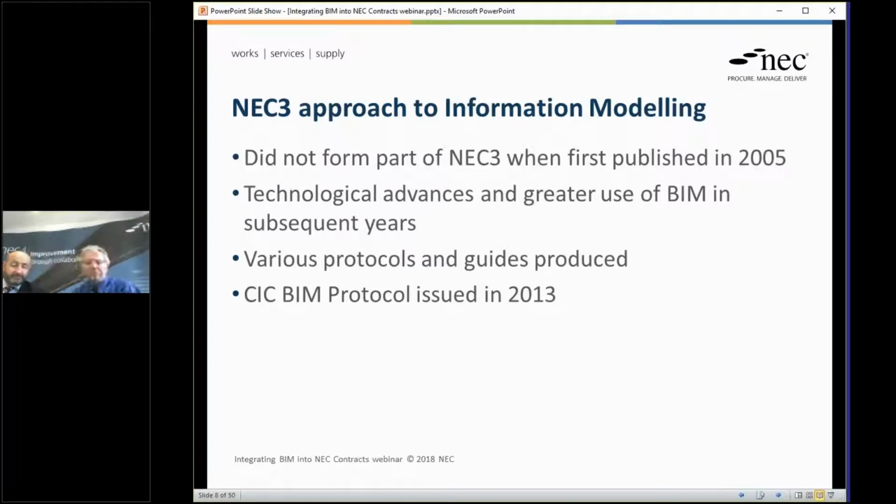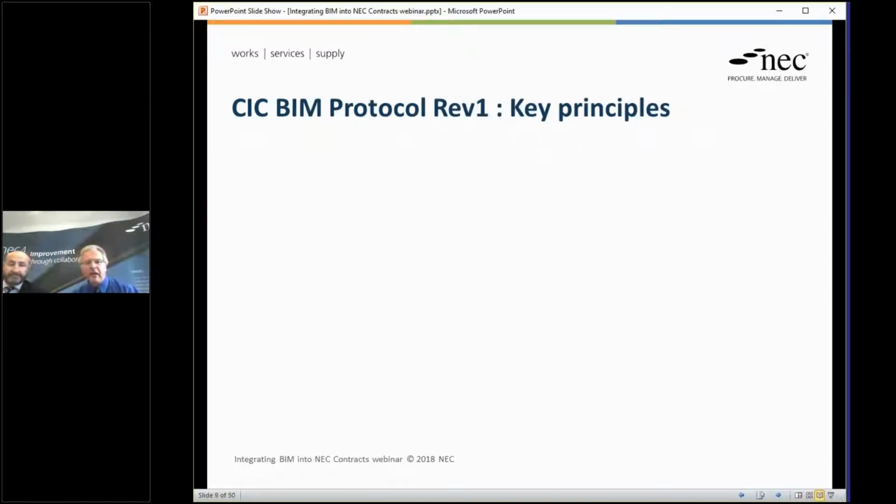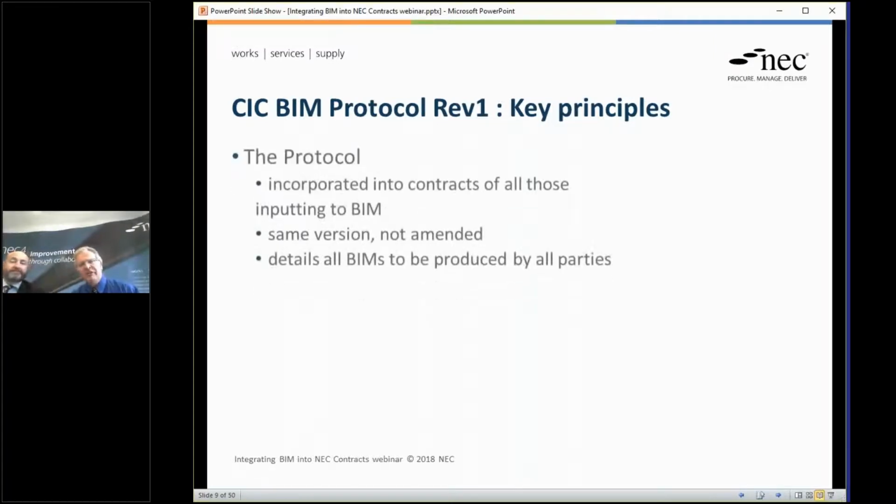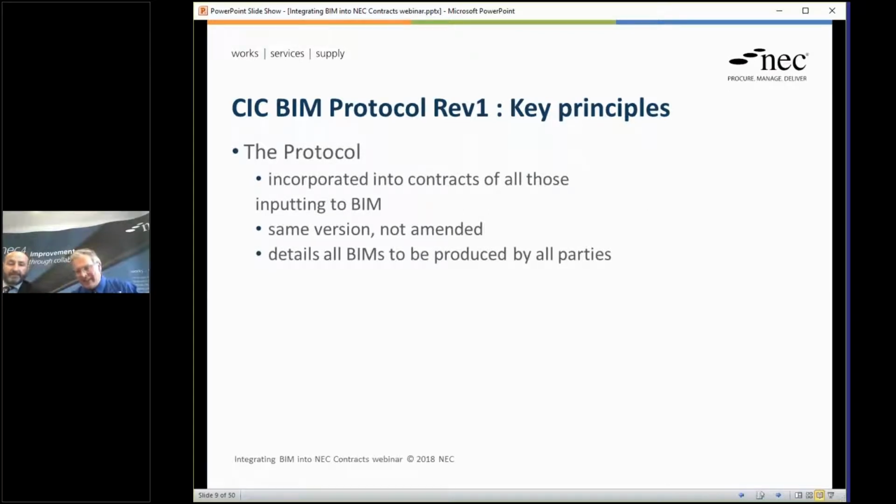In 2004, the Construction Industry Council, which again is very UK focused, broad church, but UK focused, came up with the CIC protocol for BIM in 2013, already 5 years old. And as we'll see in a minute, that has recently been updated this year to CIC Rev 2. So I'm going to skip through Rev 1 very, very quickly to save us a bit of time for later. Basic principles: there's a protocol, build it in the same way into everybody's contract.